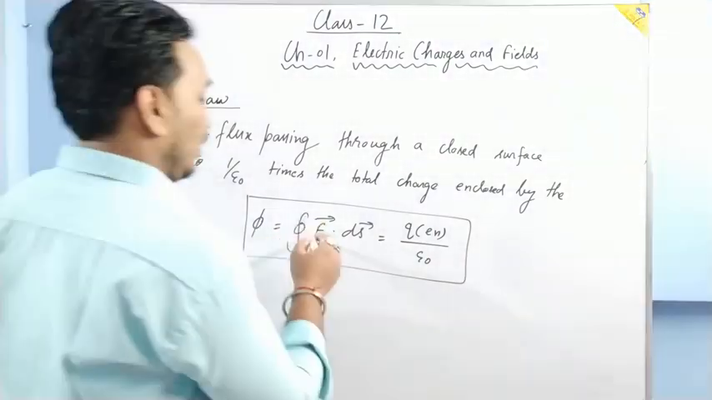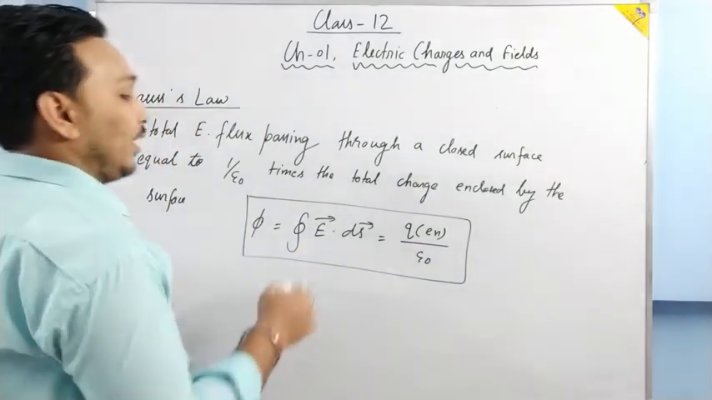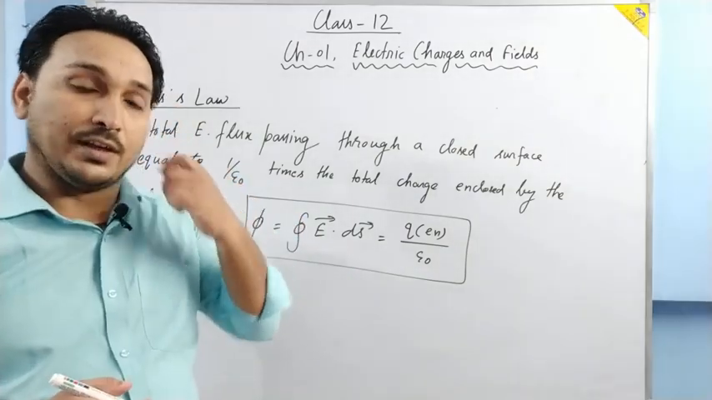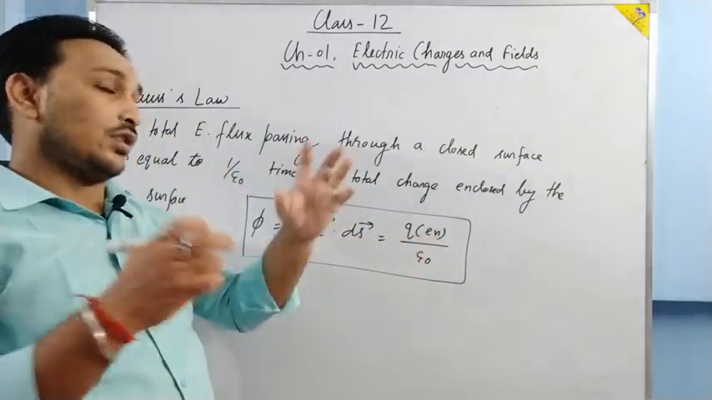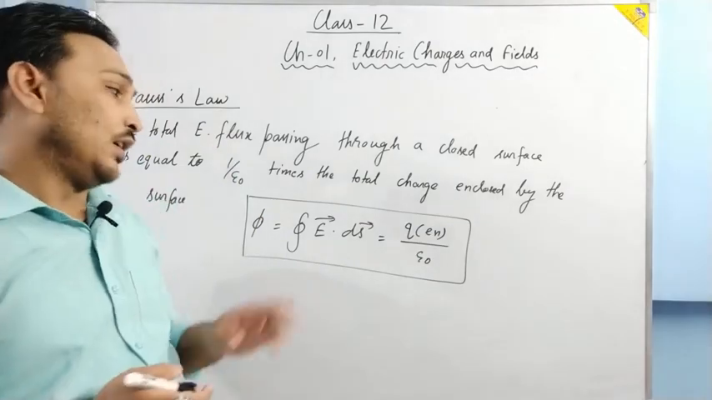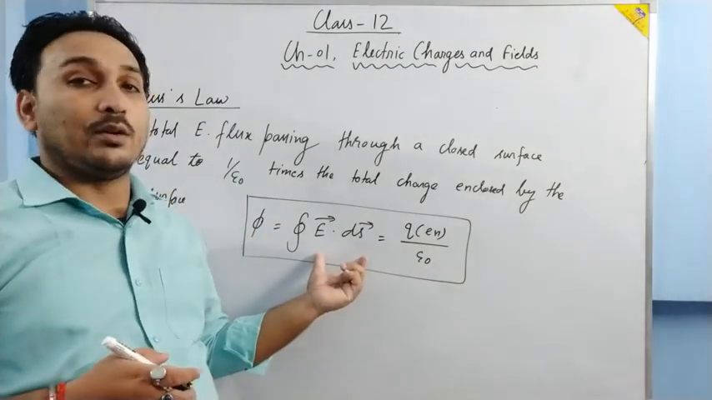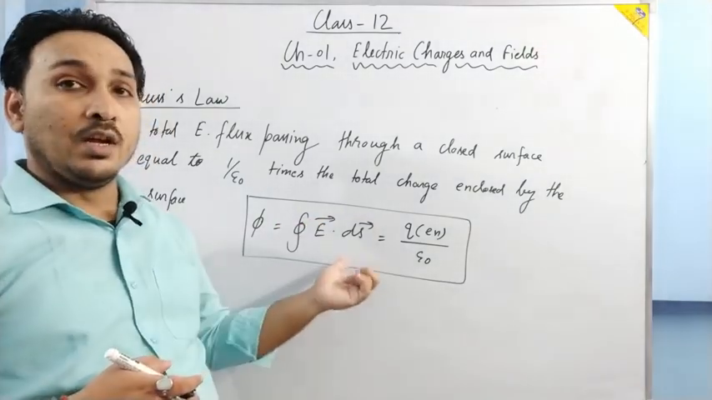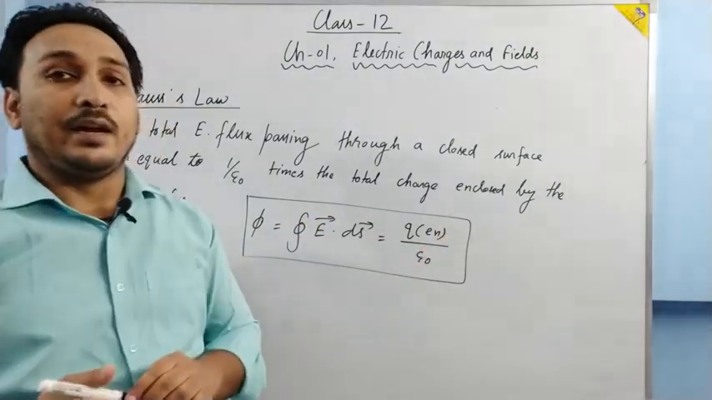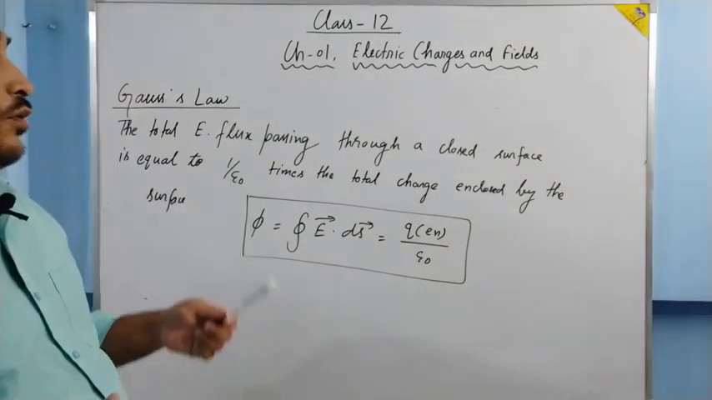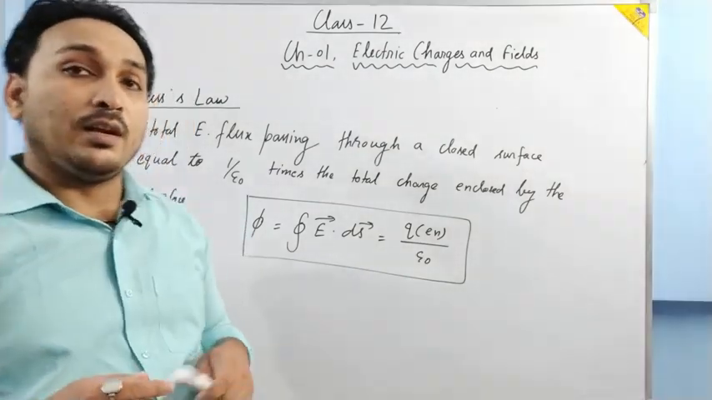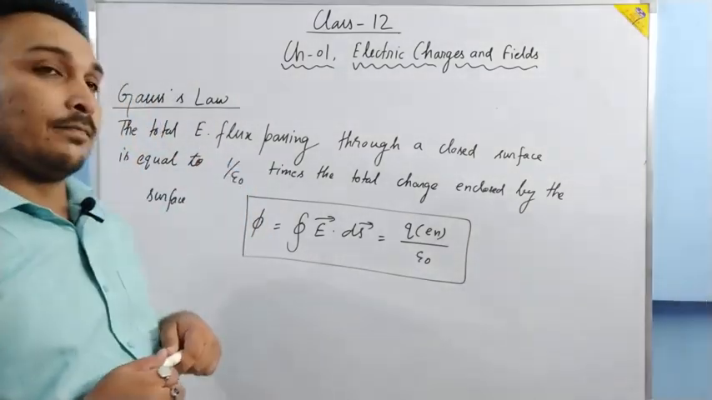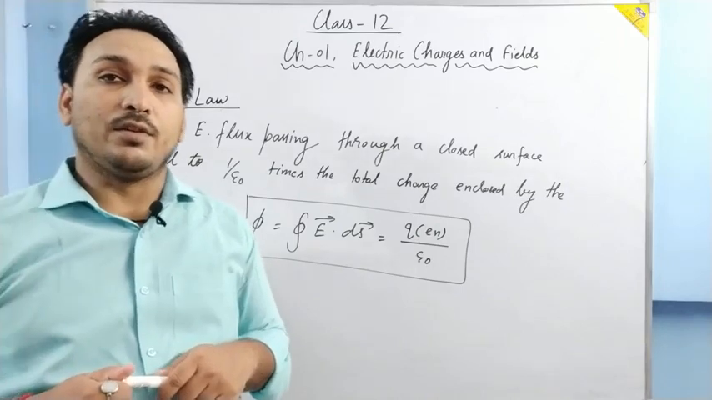What is that surface integration? I have told you that surface integration is applied over small area elements, and when it is applied, it gives us the total surface area. Q enclosed is the charge which is enclosed by the surface. For mathematical calculation we will use this: phi is equal to surface integration of E vector dot dS vector, which is equal to Q enclosed upon epsilon naught. So we are going to use this equation to apply Gauss law. There are certain applications in which we are going to apply that. Let us see them one by one.